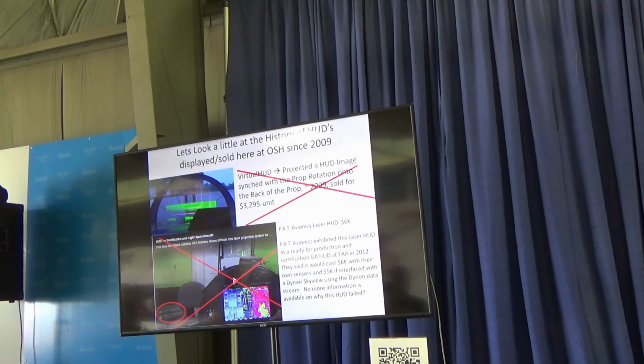Okay, some history of HUDs. A lot of great ideas have been presented here at Oshkosh through the years, so I went through, as best I could, what amounted to archives of what has happened here. The first thing I found, and some of you may remember this, a gentleman brought a laser display that used the back of your propeller for the HUD. And it worked reasonably well, but it was still somewhat cumbersome.